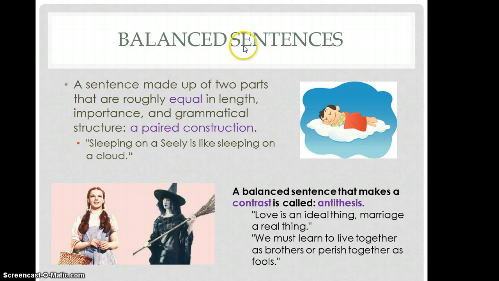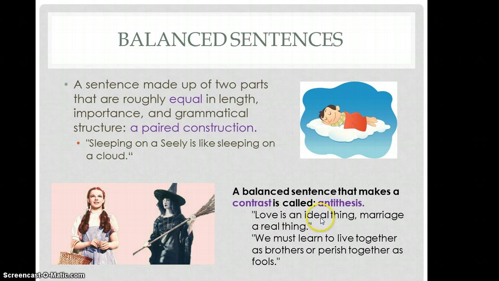Then you have balanced sentences, which are sentences made up of 2 parts that are equal in length, importance, and grammatical structure. It's a paired construction. My example is "Sleeping on a ceiling is like sleeping on a cloud." The front part and the back part are pretty balanced. The arrangement is about the same. A balanced sentence that makes a contrast is called an antithesis. This is an example: "Love is an ideal thing, marriage is a real thing."